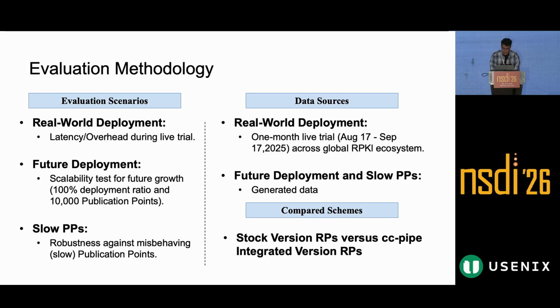The second is the future deployment scenario to test scalability. Here we use a data-driven generator to simulate future growth. And the third is the slow publication points scenario to test robustness, where again we use generated data. Across all these scenarios, we compared the stock versions of two mainstream RPs, Routinator and FORT, against their CityPipe-integrated versions.